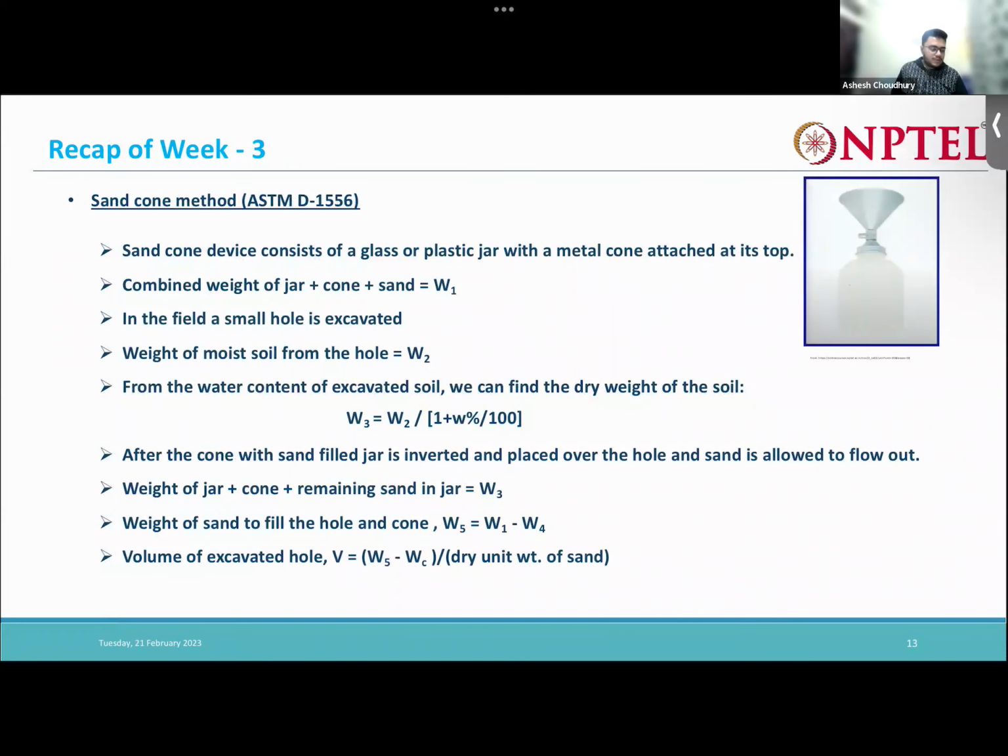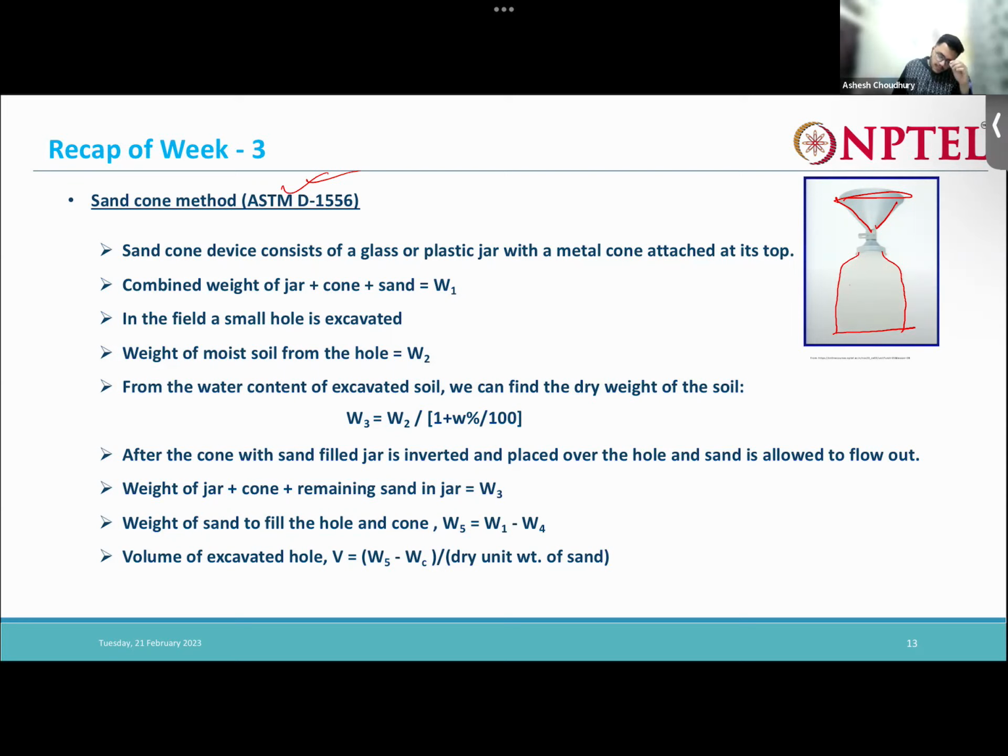So what is the sand cone method? In the sand cone method, we have a sand cone device, which consists of a glass or plastic jar with a metal cone attached to it. This sand cone method is given by the ASTM code ASTM D1556. So we go to the field and use this apparatus to determine the field density.